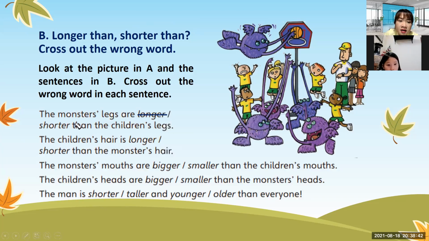The monster's legs are shorter than the children's legs. So you're going to do 2, 3, 4, and 5. Now you can prepare for 1 minute and then read for me. Just read what you choose.